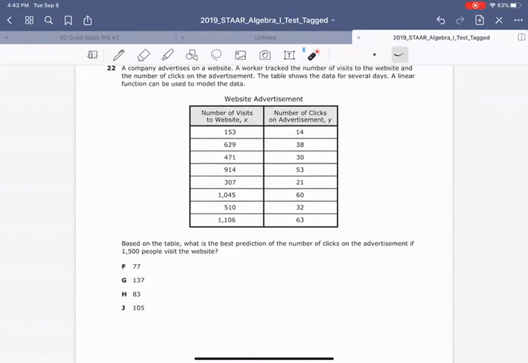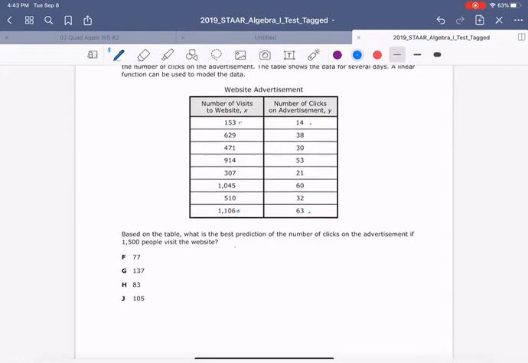You want to do the slope first. You don't want to just multiply this guy by 3 and then this guy by 3. You want to do your slope first. So let's get the slope. We can use this guy minus this guy, and this guy minus this guy, right? So 63 minus 14 over 1106 minus 153, right? Yes. Okay. If you want to use your small calculator, you can use it to calculate how much this rate is.